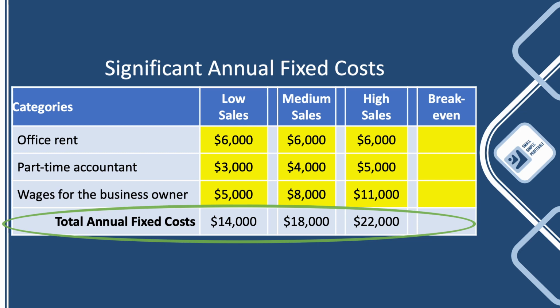These numbers are somewhat arbitrary, especially the wages for the business owner. But with any initial profitability calculation, these numbers are just a starting point. In this example, the total annual fixed costs, therefore, are $14,000 for the low sales column, $18,000 for the medium sales column, and $22,000 for the high sales column.